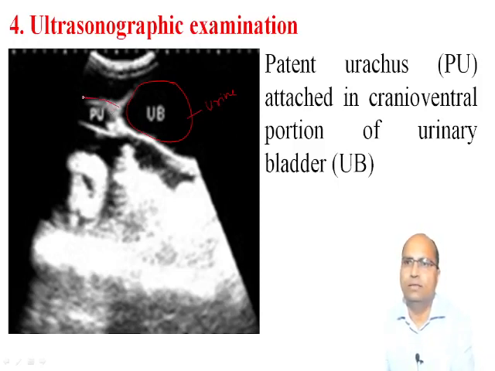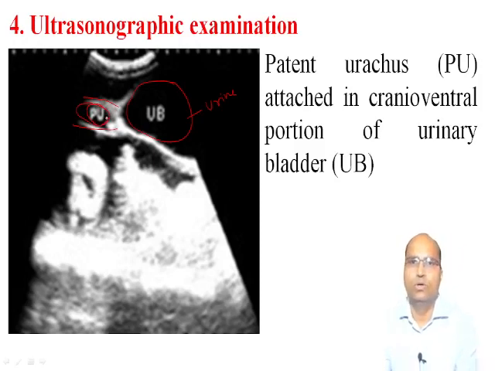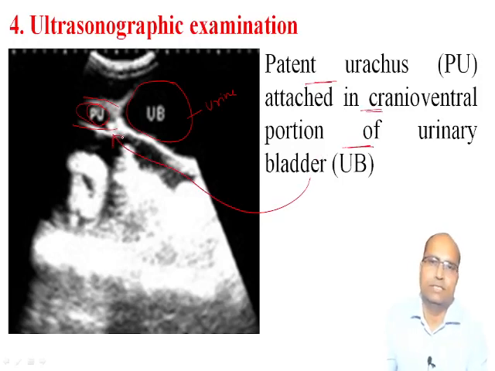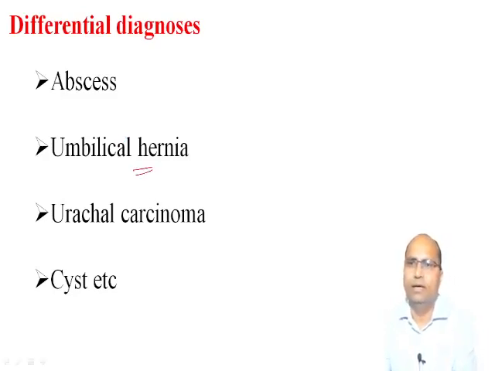This one is persistent urachus. The lumen of the urachus contains fluid and appears as an anechoic structure. So friends, patent urachus is traced in the cranioventral portion of the urinary bladder. See this structure. This is patent urachus. Differential diagnosis from abscess, umbilical hernia, urethral carcinoma, cyst.